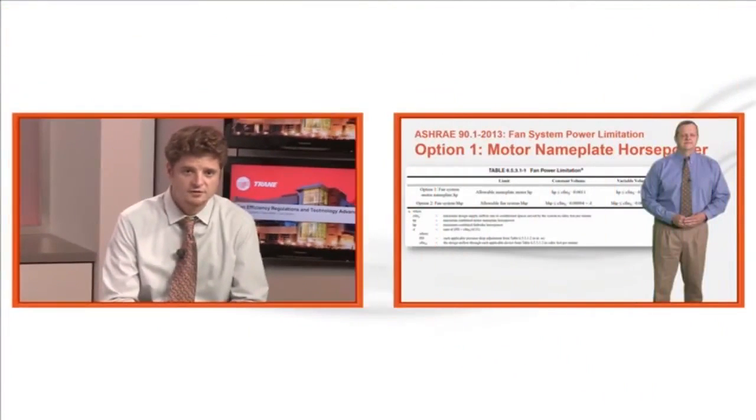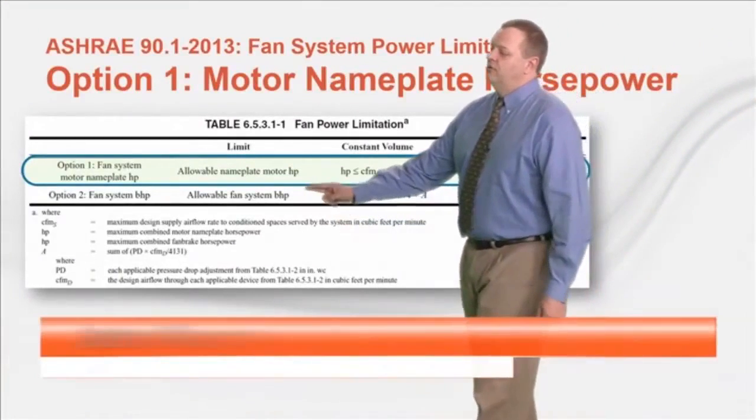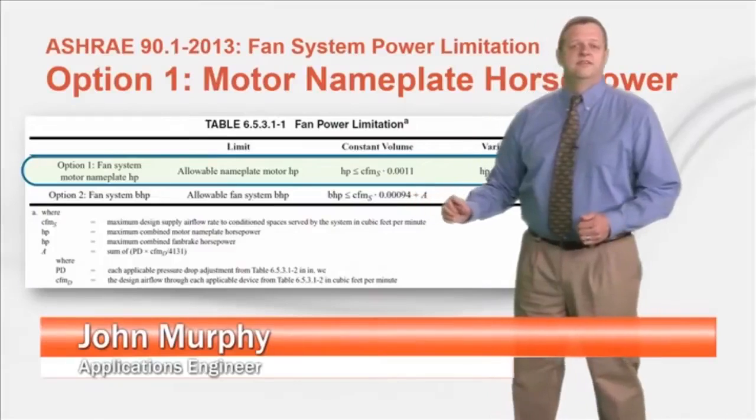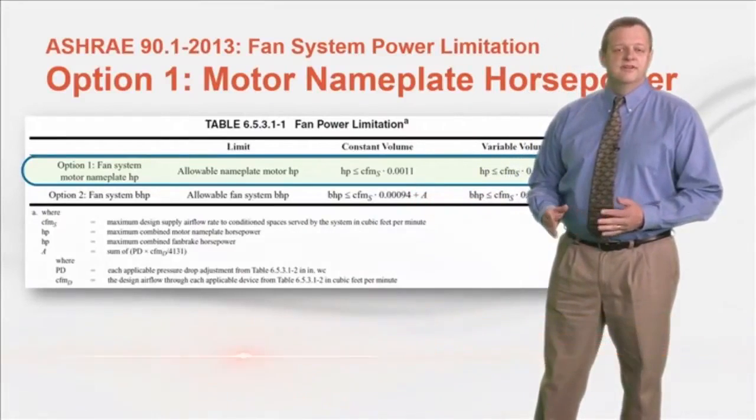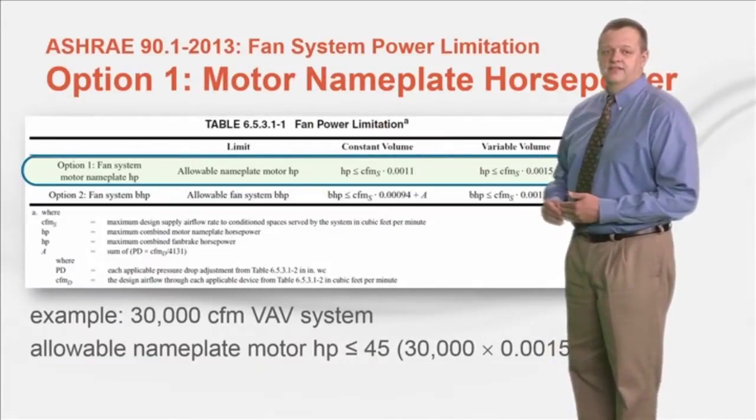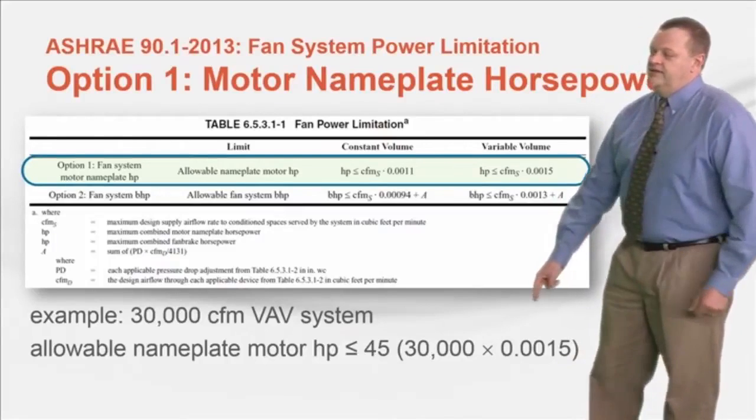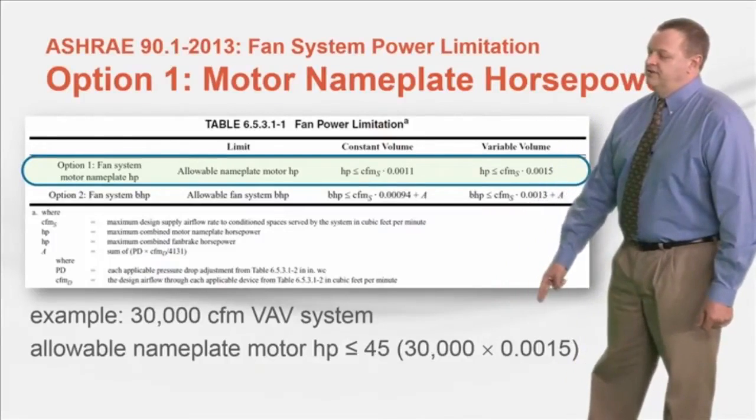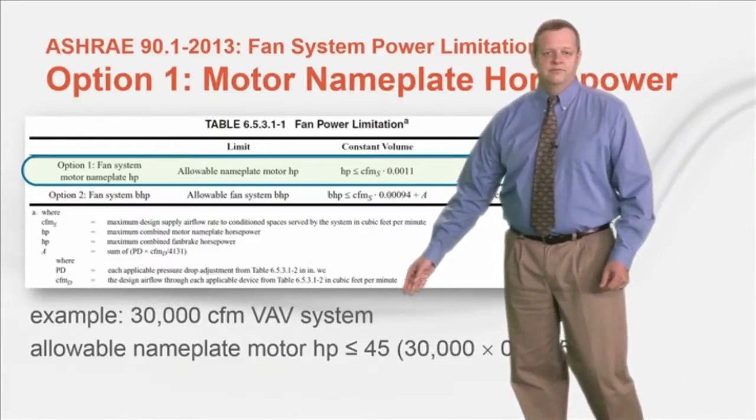Next, let's return to the table and look at an example. To comply using Option 1, the sum of the nameplate motor horsepowers for all the fans in the system must be no greater than the value listed in the table. For example, if the design supply airflow rate for a VAV system is 30,000 CFM, the total allowable nameplate motor horsepower is 30,000 times 0.0015, which equates to 45 horsepower.